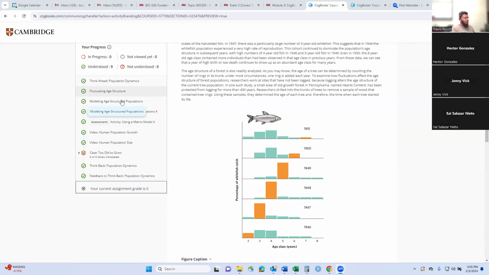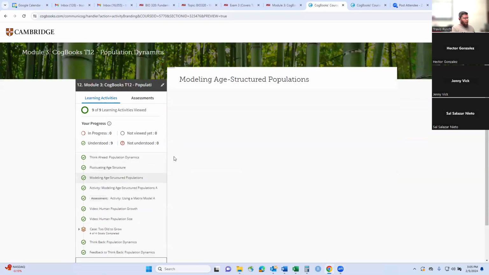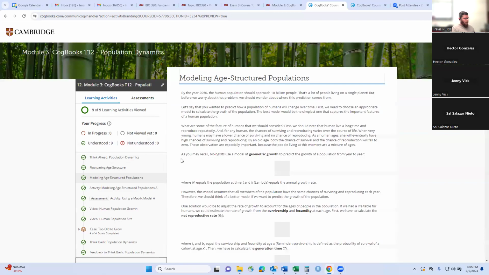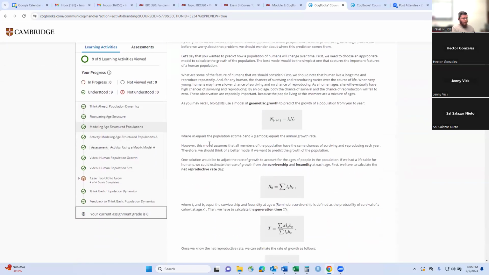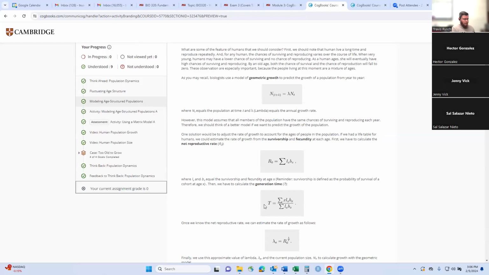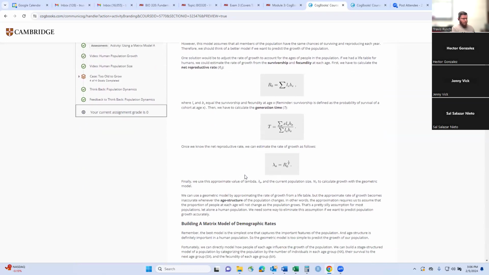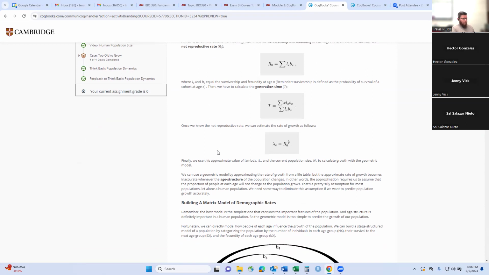And then the point of this is we get into this modeling of age structure, and we're going to get into some of these matrix models. So they bring back up the geometric growth here. So we've seen this before. This is rho, our net reproductive growth. This is generation time. We've seen all of these before. And what they're kind of getting at now is how we can use this information from a life table and put it in a matrix table and vice versa to answer different questions about population growth.